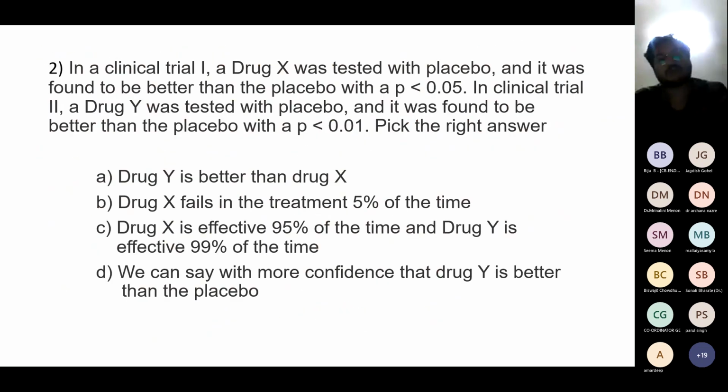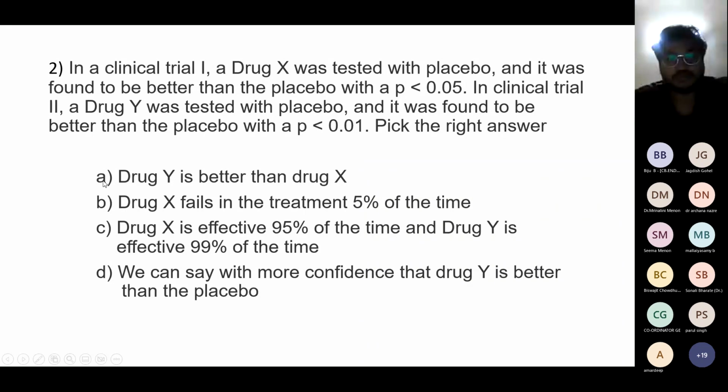So the second and third questions also. The second question was: drug X was tested against placebo in clinical trial 1 and found to be better than the placebo with a p-value of less than 0.05. Similarly, drug Y in a second clinical trial was found to be better than placebo with a p-value of less than 0.01. We have to select the right answer. Since both are independent clinical trials, we cannot tell if one drug is better or worse than the other, because there was no direct comparison.